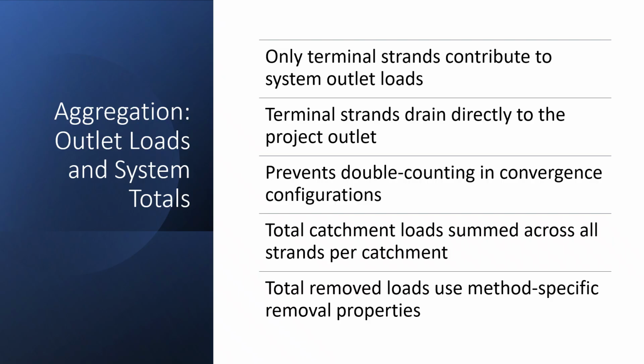For total catchment loads across the project, the model sums the per-catchment post-development load values from every strand, and for total removed loads, it accumulates removal values using the method-specific removal properties that were written out during the calculation phase. This matters because different strands may use different calculation methods, and the removal accounting needs to stay consistent with whichever method was applied to each individual strand. Keeping these two totals, loads and removals, tied to their respective calculation methods ensures the final project summary accurately reflects how the system was actually modeled.